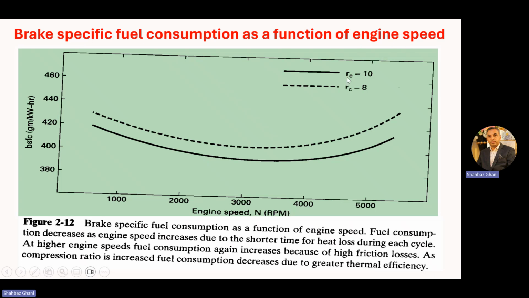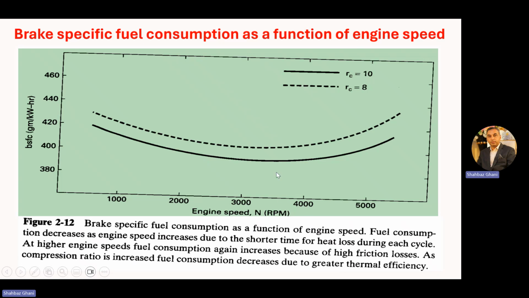We have two engines with a compression ratio of 10 and a compression ratio of 8. Brake specific fuel consumption as a function of engine speed: fuel consumption decreases as engine speed increases due to the shorter time for heat losses during each cycle. At higher engine speed, fuel consumption again increases because of higher friction losses. As compression ratio is increased, fuel consumption decreases due to greater thermal efficiency.